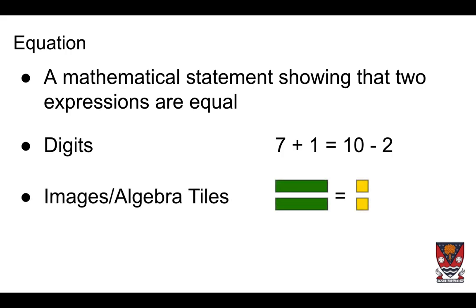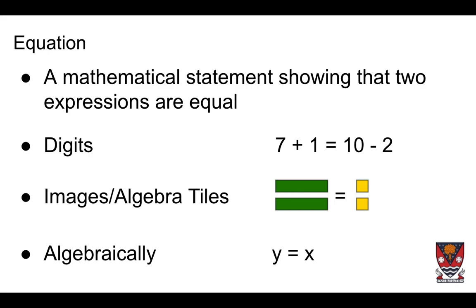Symbolically, again, using algebra tiles for example, left hand side equals the right hand side, so on the left hand side you've got two green bars, and that's exactly the same. It's equal to two yellow squares.